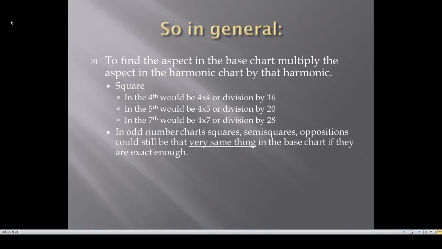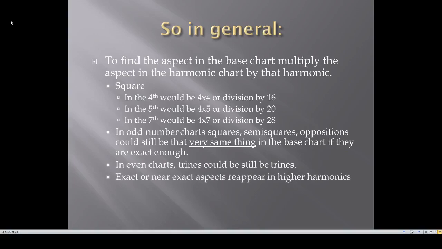But do take care here. In odd number charts, squares, semi-squares, oppositions could still be that very same thing in the base chart if they're exact enough. In even charts, trines could still be trines. Exact or near exact aspects reappear in higher harmonics. So 1/3, you multiply by 4, it's 4/3, 5, it's 5/3, 7/3, 11/3, so on and so forth. For 1/4, you multiply by 5, it's 5/4, 7, it's 7/4, 9 is 9/4.